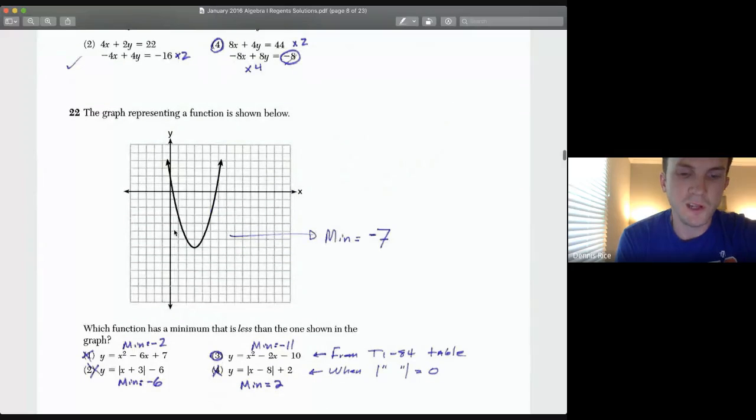22. Which function has a minimum that is less than the one in the graph? So the first thing is, what's the minimum of the graph? You have to know what that is. It's the y value of the vertex. Basically, what's the lowest the graph gets? It's negative 7. So you have to go through the choices, either using your calculator, which is probably the best bet, or common sense for some of the absolute value ones. The one that has a minimum smaller than negative 7 was choice 3.